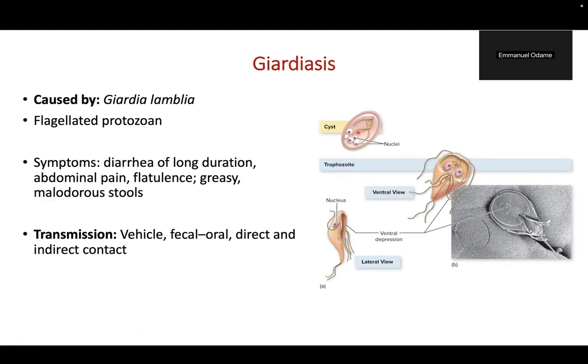Next on our list is giardiasis, which is caused by Giardia lamblia, a flagellated protozoan. They have flagella, which help them move effectively. Symptoms include diarrhea of long duration, abdominal pain, and flatulence. You also have some greasy, foul-smelling stools. Transmission is through vehicles and the fecal-oral route. Direct and indirect contact will also lead to transmission.